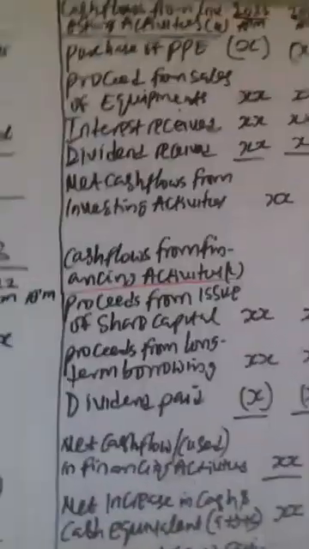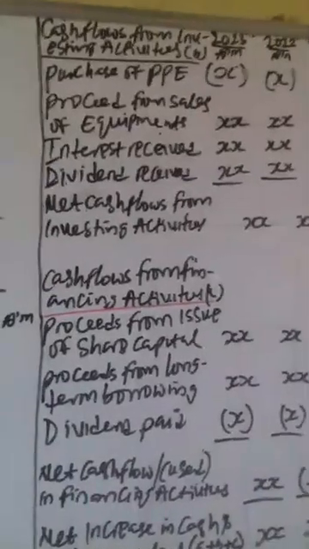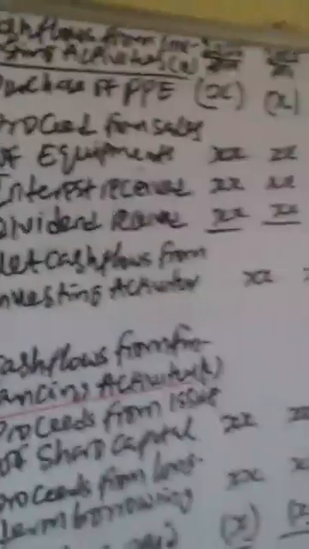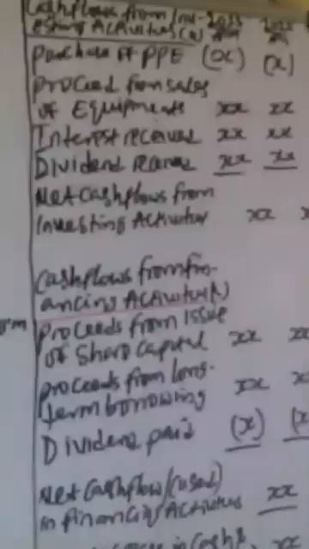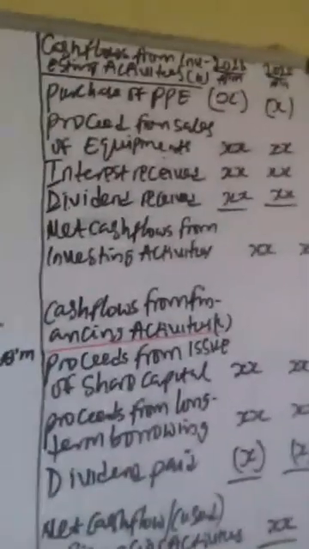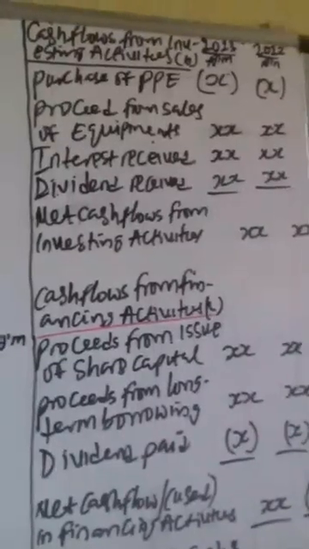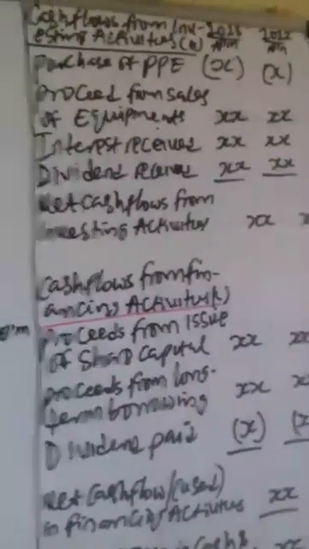Let's go ahead and look at the next section, which is cash flows from investing activities. Are we together? Now, the first item there should be purchases of property, plant, and equipment, that is PPE, and then it's an outflow.